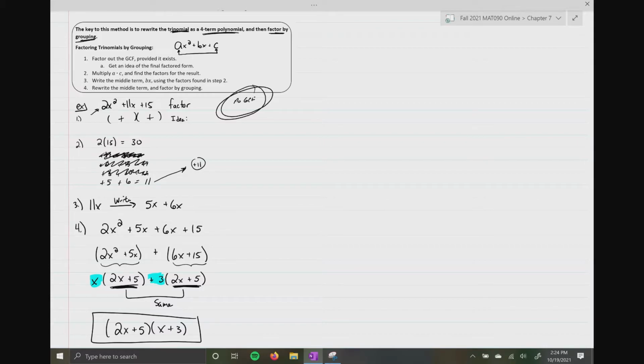Step 2, I multiply a times c. In this case, it's going to be 2 times 15. I don't worry about signs. I'm just concerned with the numbers. So 2 times 15 equals 30. I wrote out the factors of 30, and I found the 2 that combined to give me positive 11. That happened to be plus 5 and plus 6. Step 3, instead of writing 11x, I'm going to rewrite it using my factors that I found in step 2, which is going to be 5x plus 6x.